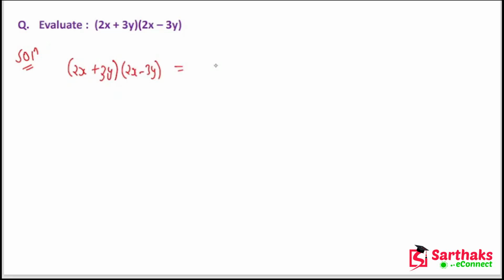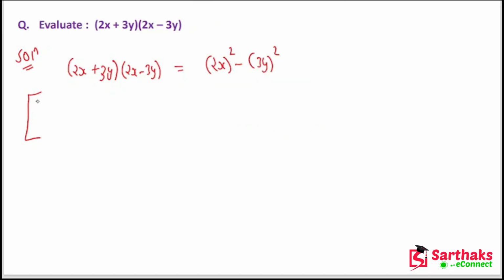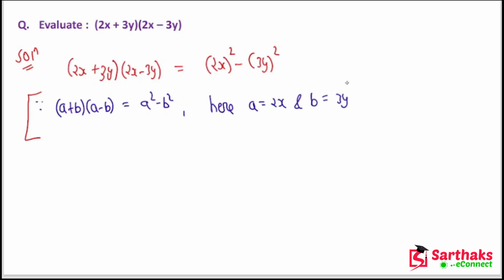So according to the identity, it will be (2x)² minus (3y)². How? Let me show you with the help of the identity how we are writing all this. Since (a plus b) into (a minus b) has been given as a² minus b², and here we are taking a as 2x and b as 3y.